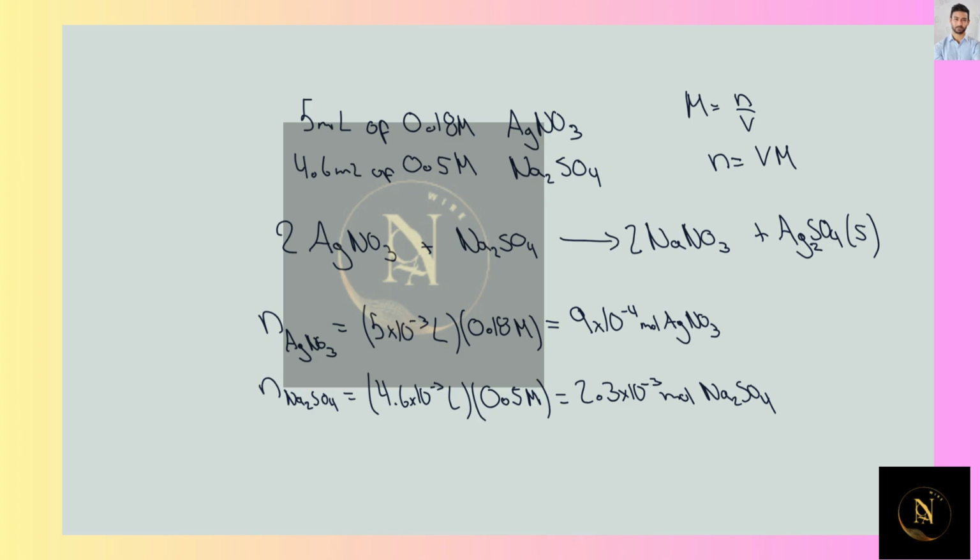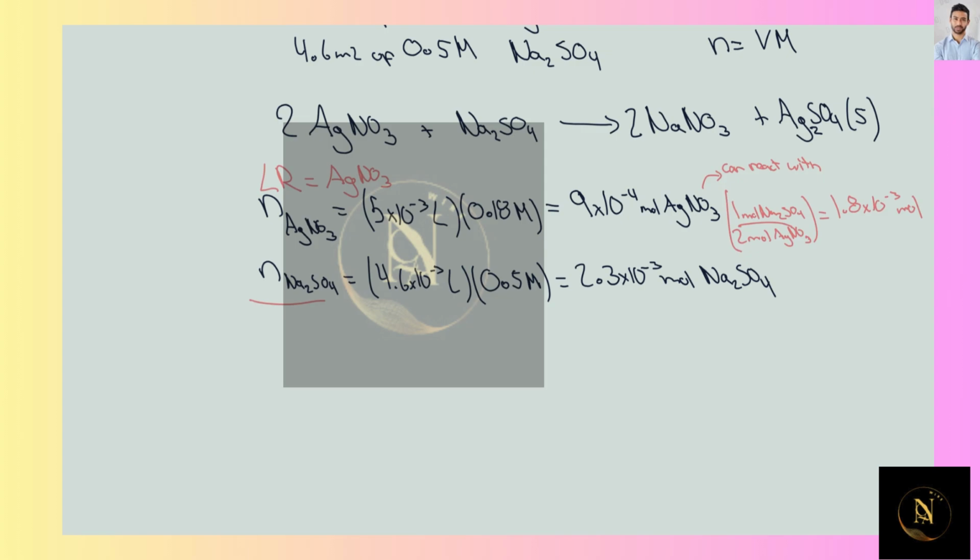Now, in order to know which one is going to be the limiting reagent, we're going to use the stoichiometric relationships, to see how much this can react with. We know that 2 mole of silver nitrate corresponds to 1 mole of sodium sulfate. So this guy can react with up to 1.8 times 10 to the minus 3 mole. This quantity is smaller than the initial amount of moles that I have of sodium sulfate, so the limiting reagent will be silver nitrate.